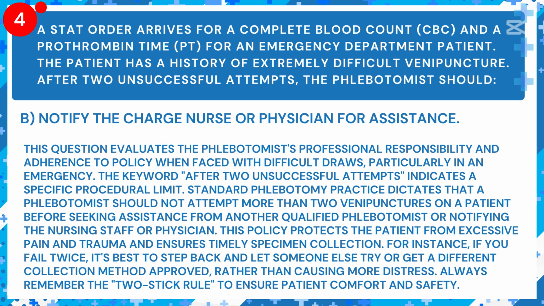Answer: B. Notify the charge nurse or physician for assistance. Explanation: This question evaluates the phlebotomist's professional responsibility and adherence to policy when faced with difficult draws, particularly in an emergency. The keyword after 2 unsuccessful attempts indicates a specific procedural limit. Standard phlebotomy practice dictates that a phlebotomist should not attempt more than 2 venipunctures on a patient before seeking assistance from another qualified phlebotomist or notifying the nursing staff or physician.